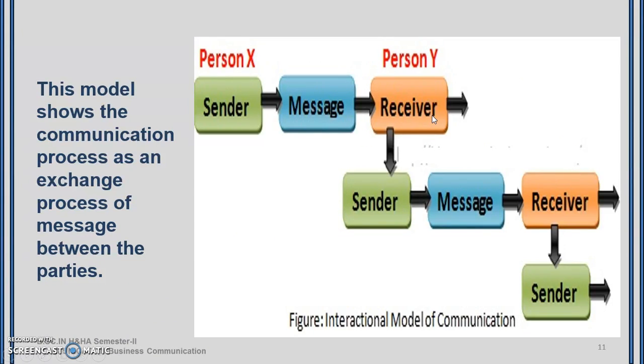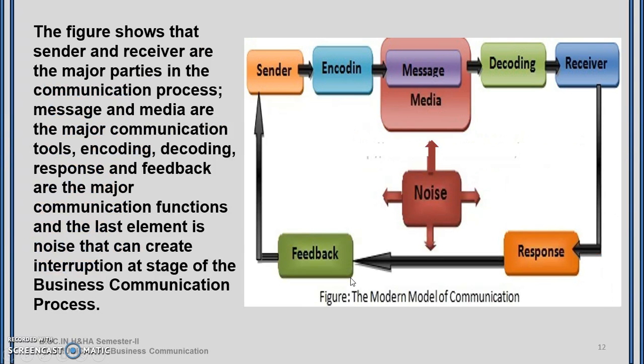This is the interactional model of communication. As the name suggests, it is an interaction. It sees communication as a process of repetitive interaction. Why repetitive? Because here you can see person X and person Y. Person X is the sender here. There is a message, there is a receiver. Now this receiver becomes a sender. There is a message and again a receiver. Then this receiver becomes a sender. That means there are two persons interacting among themselves such that the message is understood in its original form, and from time to time their roles change. So this is the interactional model of communication. It is the most basic model of communication as far as normal or business communication is concerned. Next is the modern model of communication.